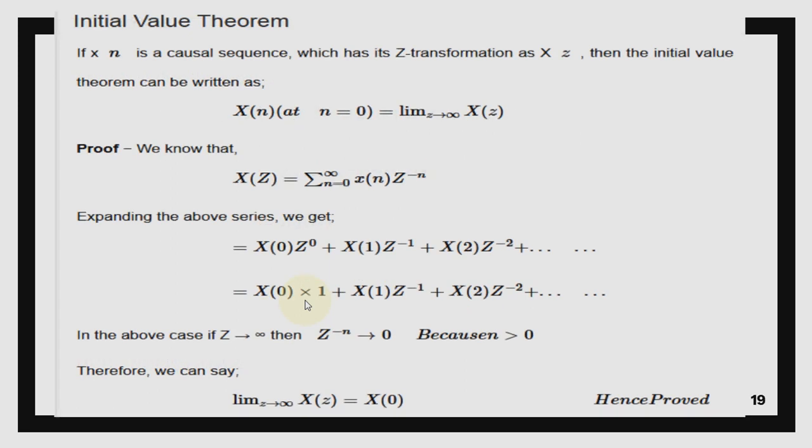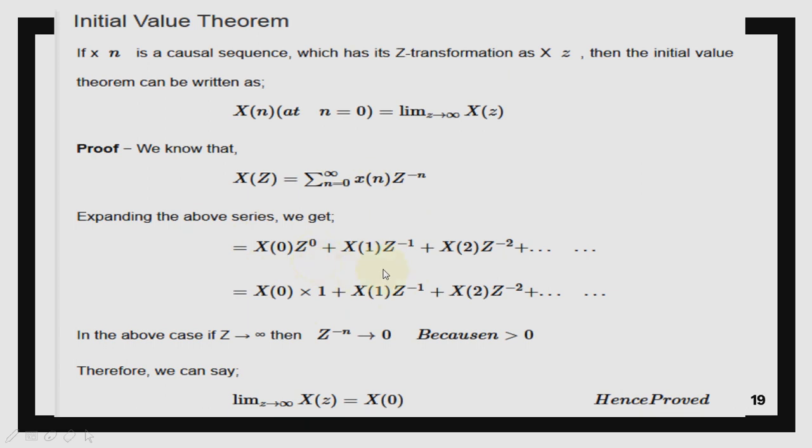Initial value theorem. If x(n) is a causal sequence which has its z transform as X(z), then the initial value theorem is written as x(n) at n equal to 0 is equal to limit z tends to infinity X(z). So that is nothing but, the X(z) is equal to summation n equal to 0 to infinity x(n) z raised to minus n.